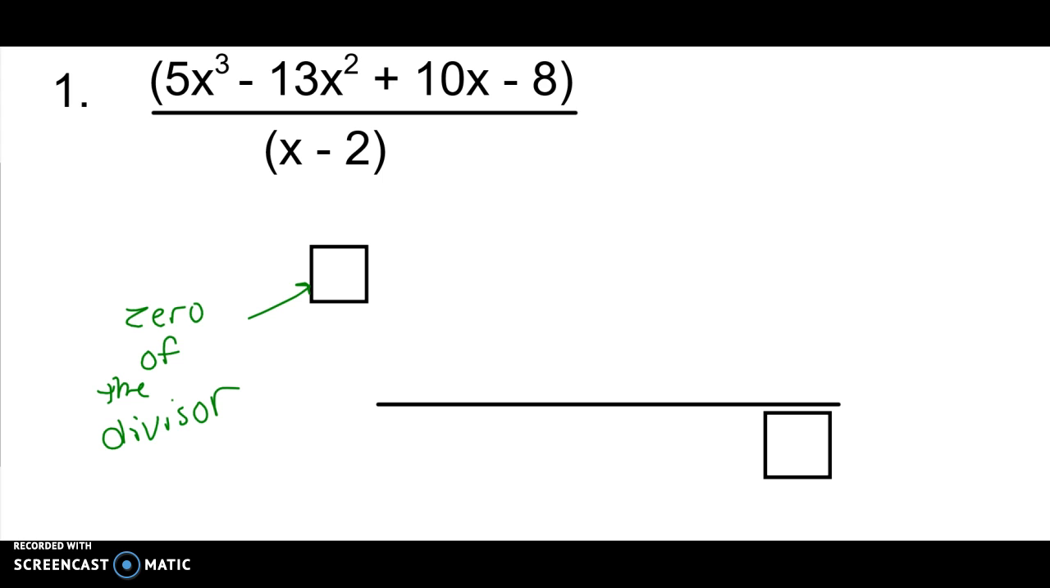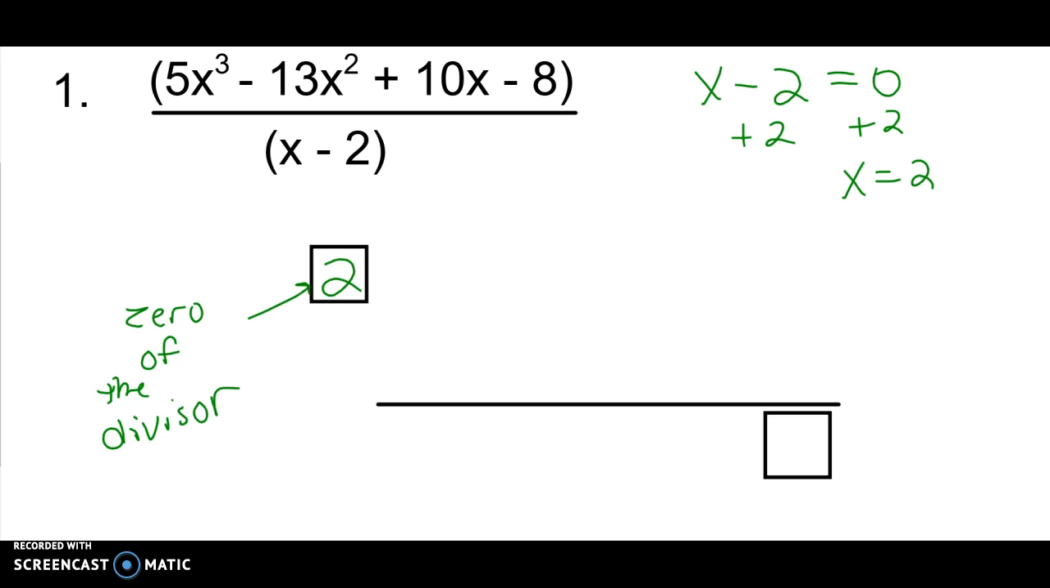So think of this as a factor. How would I solve it and find the 0? Set it equal to 0, and what would my answer be here? Positive 2. That's the number that goes in the box.